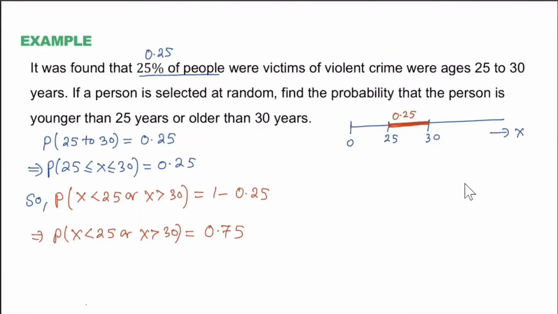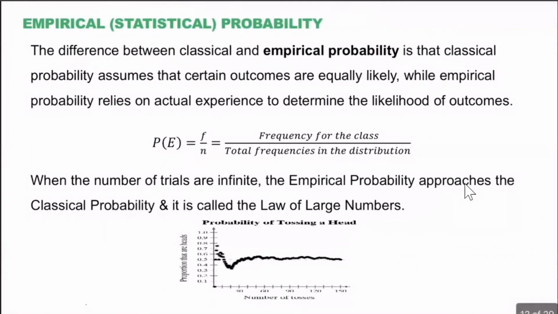Beautiful. Okay. Now, it looks like we are done with the classical definition of probability. Now we are going to go to the second definition of probability, which is called the empirical or statistical probability. So let's look at this definition and what it is telling us. The difference between the classical and empirical probability is that the classical probability assumes that the certain outcomes are equally likely. We already said that.